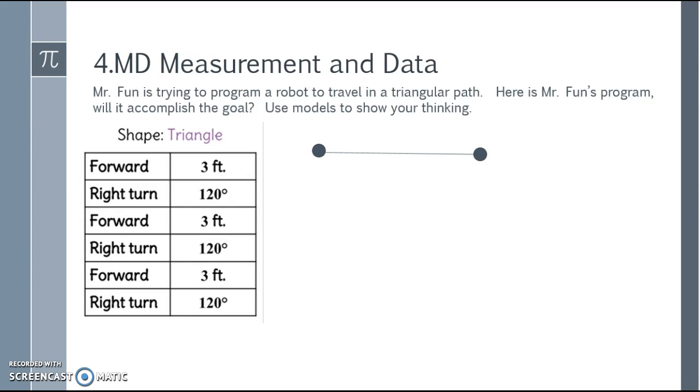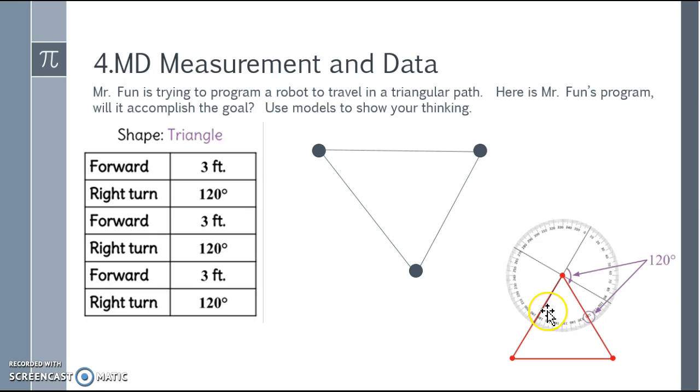So we need to have a starting point, and we need to go forward 3 feet. So let's assume that the distance from those 2 points is 3 feet in proportion to how actual the size it is. We then need to take a right turn 120 degrees and go another 3 feet. We need to take another right turn at 120 degrees and go 3 feet and make 120 degrees at our next spot.